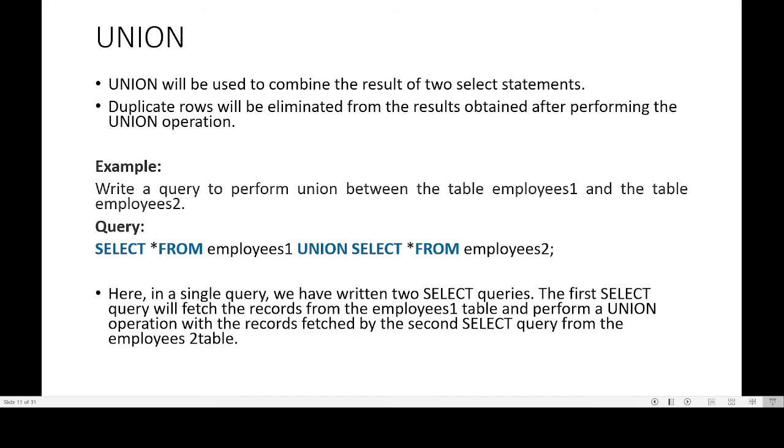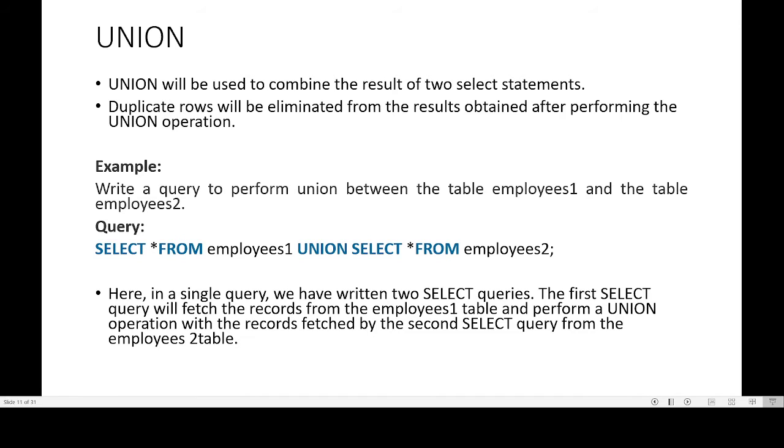And what we are doing is first we are selecting all these rows from employee 1, and then we are selecting all from employee 2, and we are taking a union of these two results. So in the single query we have actually written two select queries. The first query will fetch the records from the employee 1 table, and the second query will fetch the records from the second table, employees 2.